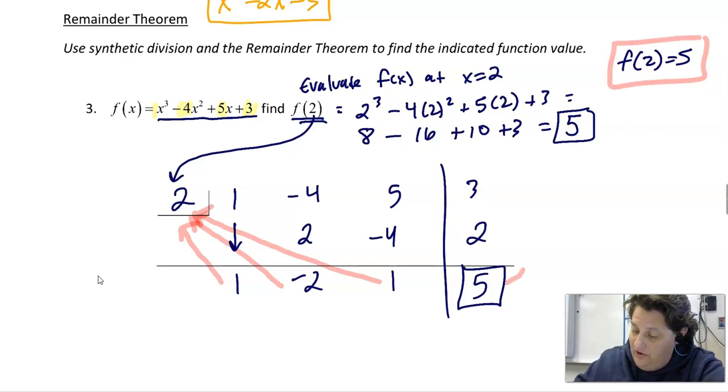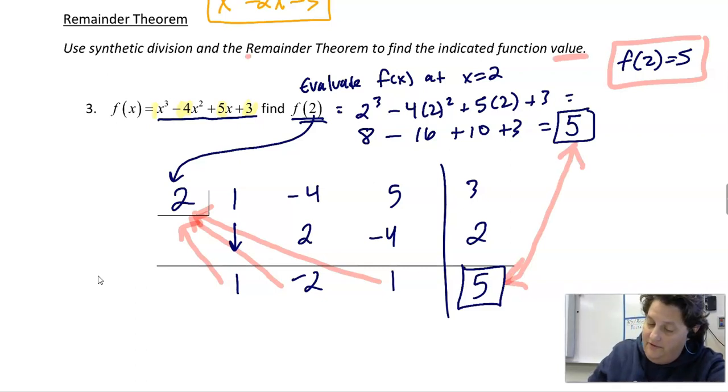The remainder, when I do synthetic division, is the same as the value of the function. So if you had a really big equation and you had to plug a number in and you didn't have your calculator, let's say like 2 is not that hard to plug in, but let's say it was like 10 or something, or 50 or something like that, you can do synthetic division instead of plugging it in, and the answer you get will be the answer you would have gotten if you had plugged in 2.